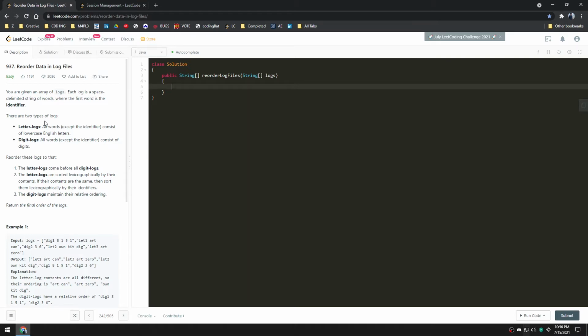If the contents are the same, then we sort them lexicographically again, but this time by their identifiers. And then the third rule here is that the digit logs will always remain in their relative order. So let's think about how we're going to tackle this.